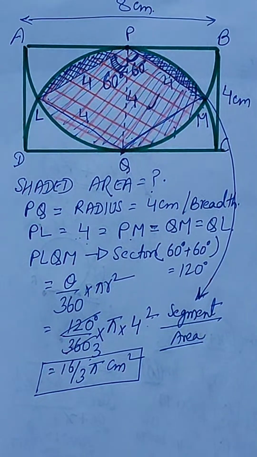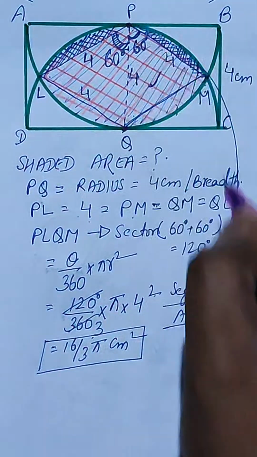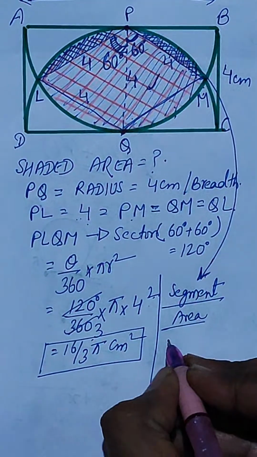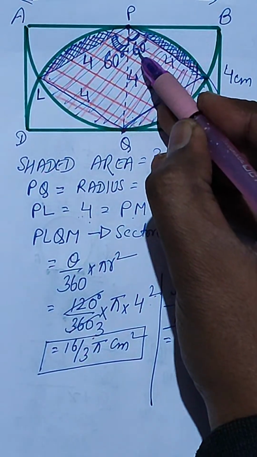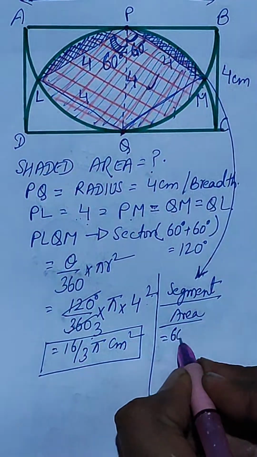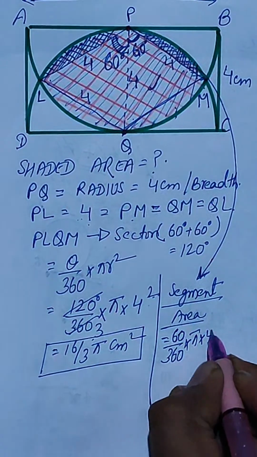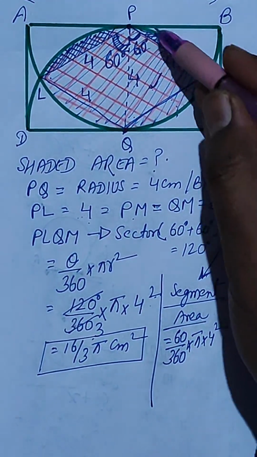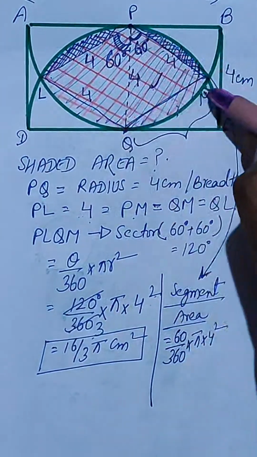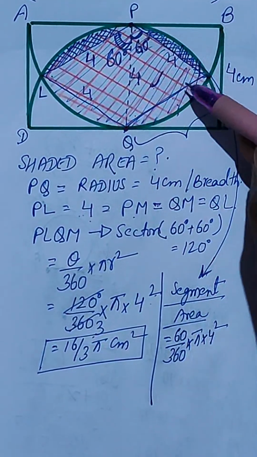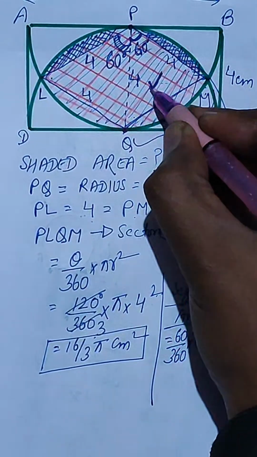With this we can say that the area of the segment will be equal to the area of this sector, which covers an angle of 60 degrees. So it will be theta by 360 into pi r square, where the radius is 4. That is the area of this sector, minus the area of this triangle.